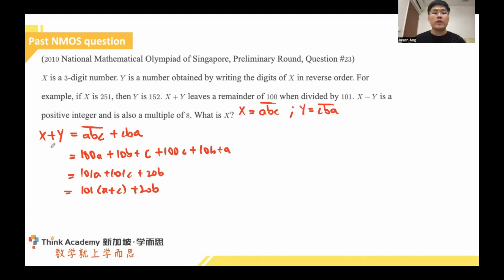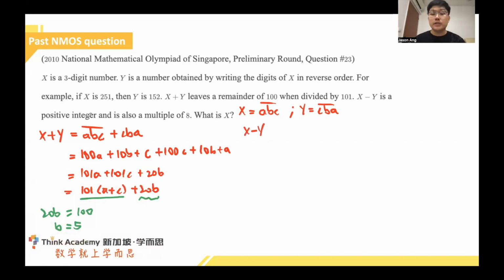You are told that when X plus Y is divided by 101, your remainder is 100. And if you look at the numbers over here, this section, let's highlight with a slightly different color, this itself already has to be divisible by 101, meaning that the remainder that is left behind here actually comes from your 20B. We're in fact able to determine straight away that 20B must be equal to 100, where B equals 5.